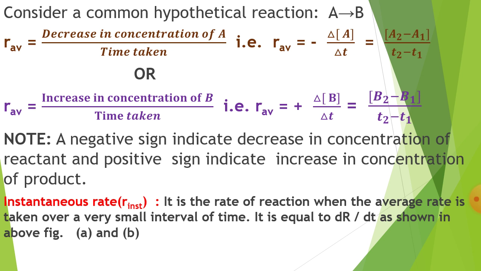that is, A2 minus A1 divided by T2 minus T1. Here the negative sign indicates the decrease in concentration of the reactant.